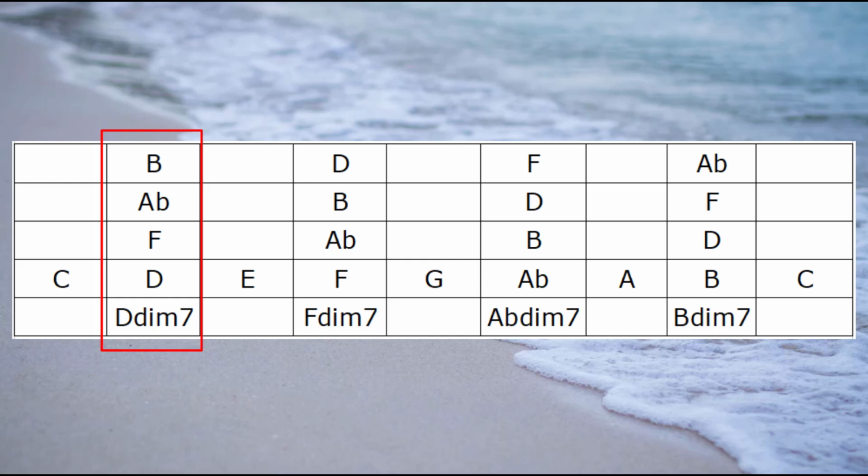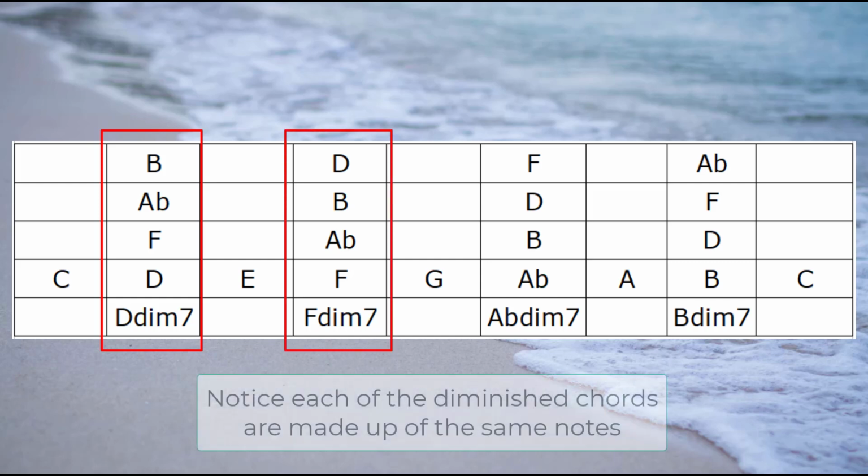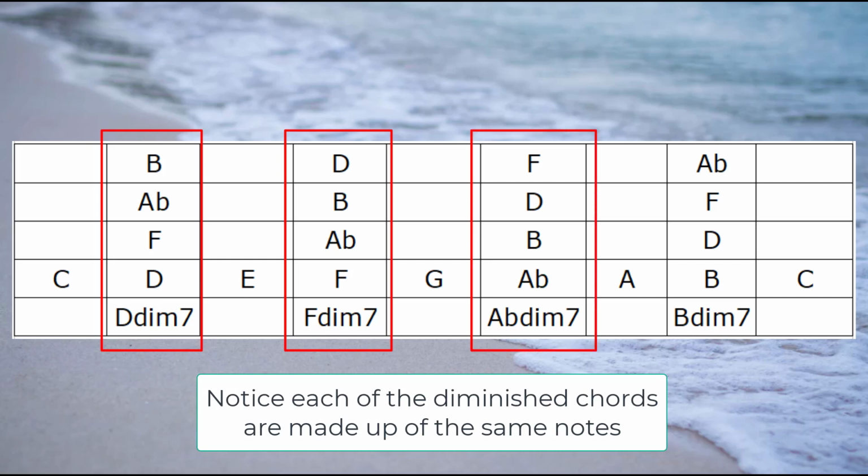Likewise, if we went to the fourth note in the scale, the F, and stacked notes in thirds above that, we would have an F diminished. And likewise, if we went to the A flat and stacked notes a third above it, we would have an A flat diminished. And once again, if we went to the B note and stacked the notes in thirds above the B, we would have a B diminished.